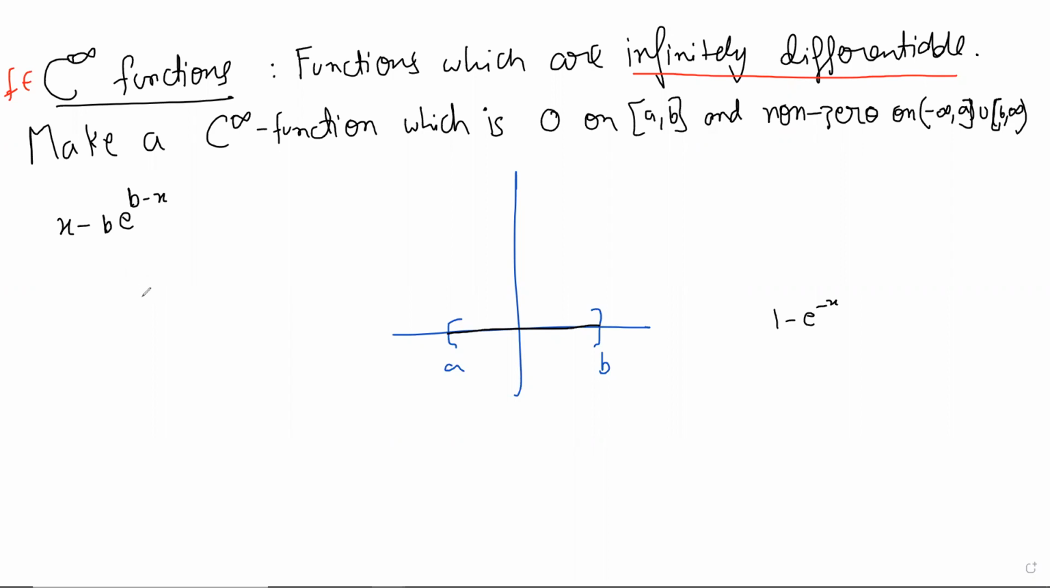But this won't be 0 on a comma b on the entire interval. It will be 0 on b. Yeah, sure, I think we can do it. For x bigger than b, or bigger than or equal to b, doesn't matter. X bigger than b. Okay. And surely 0 on a comma b.